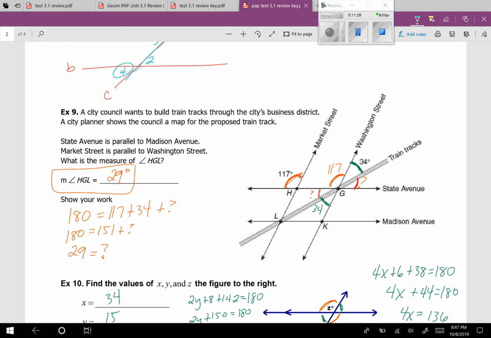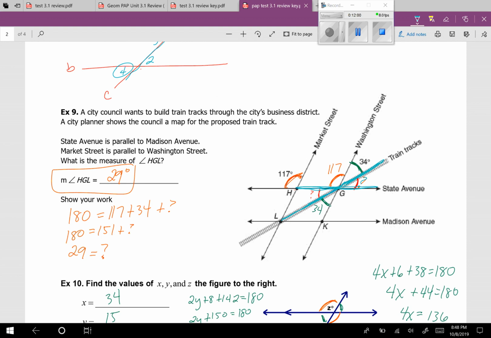Okay, HGL is this angle right here. So I put a question mark because that's what we need to find. So first thing I did was I saw, oh okay, this train track here and this one, they're making an X, so this is a vertical angle, so I put a question mark there. I wasn't sure if that was going to help me right away, but it was something that I noticed, so I wrote it down.